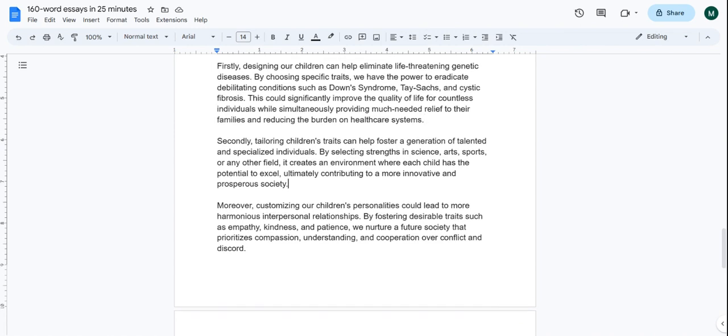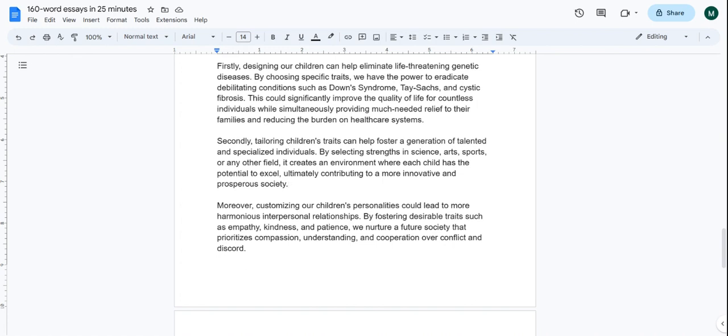Secondly, tailoring children's traits can help foster a generation of talented and specialized individuals. By selecting strengths in science, arts, sports, or any other field, I didn't even think about music. I should have included music as well, right, writers? By selecting strengths in science, arts, sports, or any other field, it creates an environment where each child has the potential to excel, ultimately contributing to a more innovative and prosperous society.